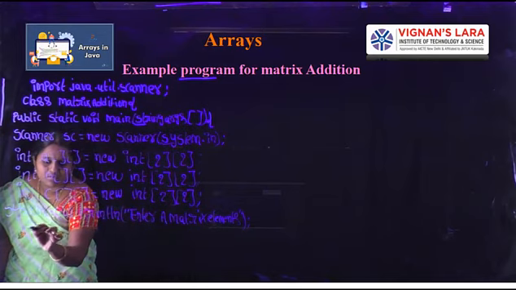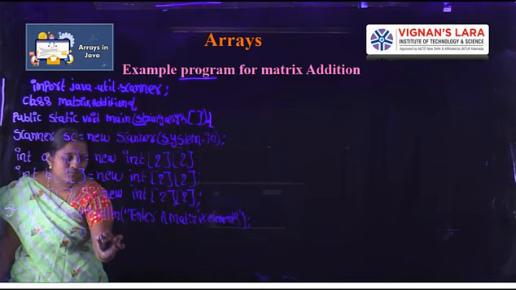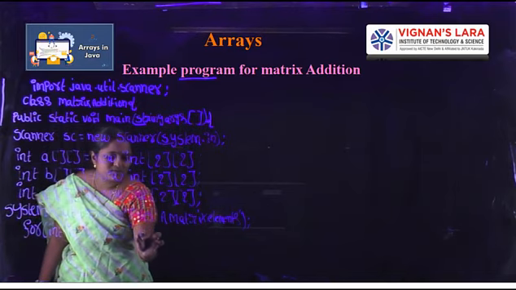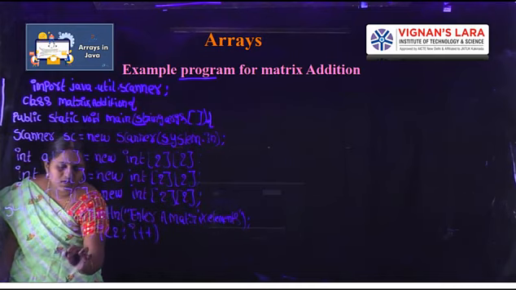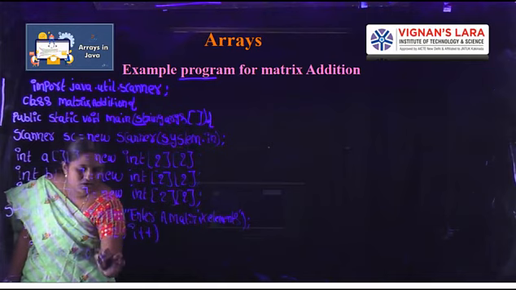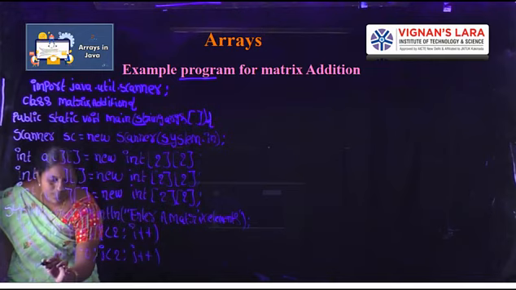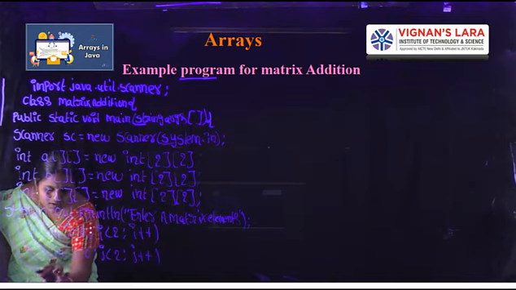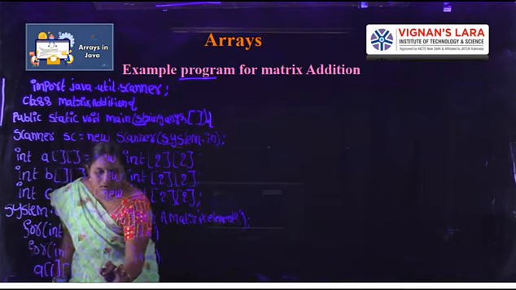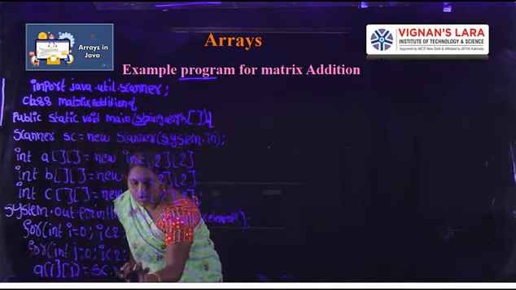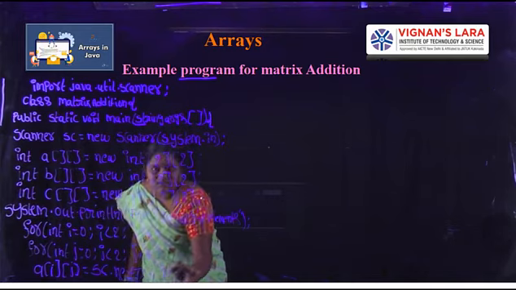We are using a for loop for iterating: for int i equal to 0, i less than 2, i plus plus. I am using a nested for loop for iterating rows and columns. Here, int j equal to 0, j less than 2, j plus plus. Here a of ij equal to sc.nextInt. nextInt is the method present in the Scanner class.